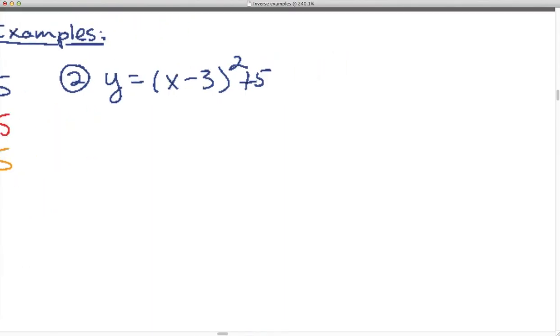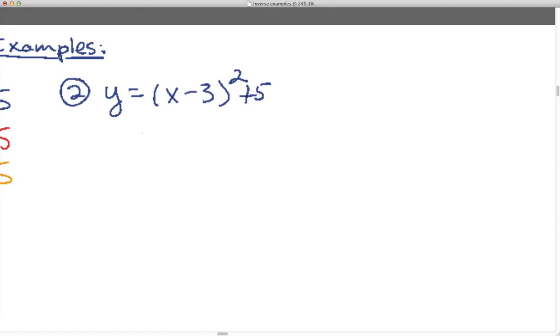Alright, let's look at this next example here. We have y equals (x minus 3) squared plus 5. Subtract 5 on both sides. Or actually, we got to switch x and y first. So we have x equals (y minus 3) squared plus 5.